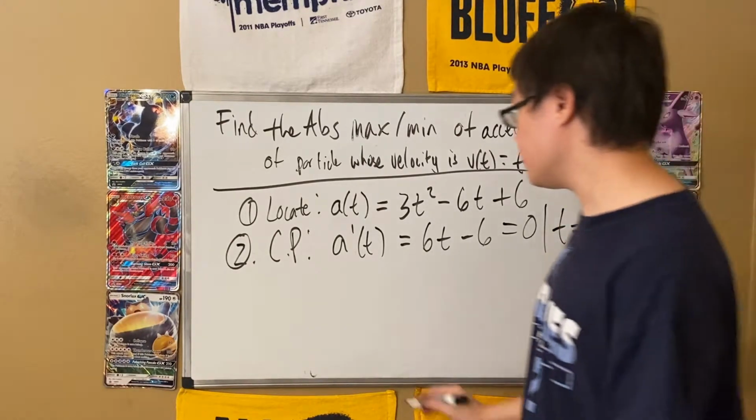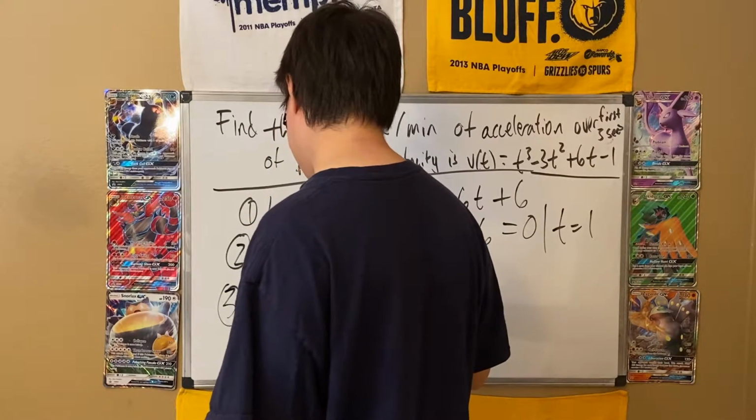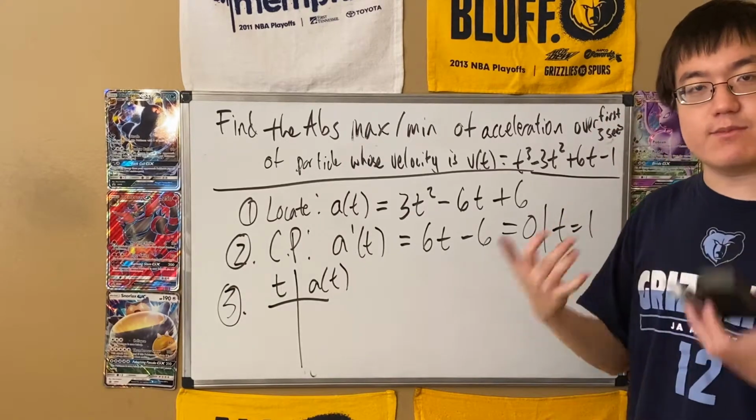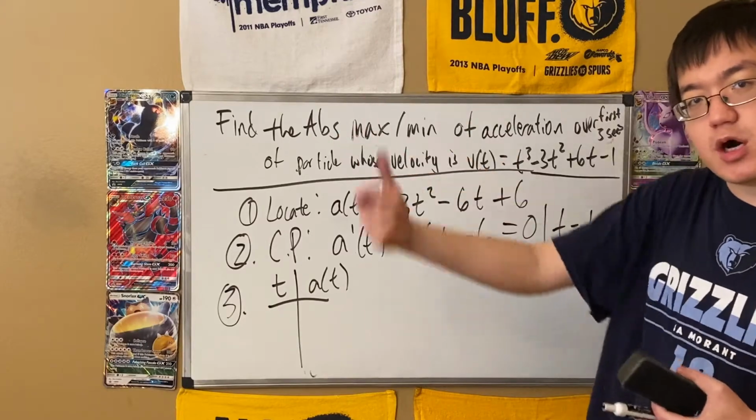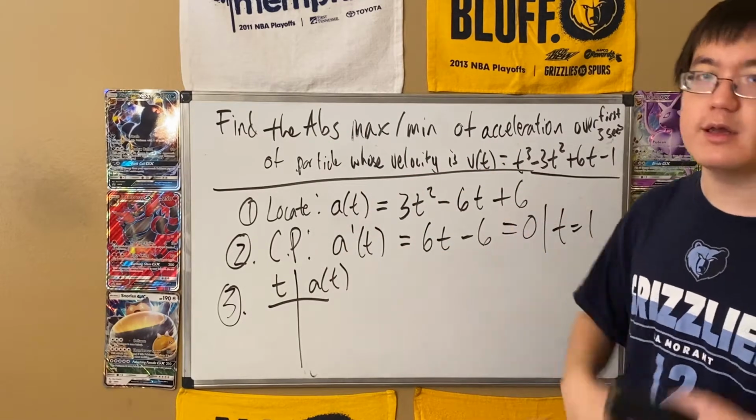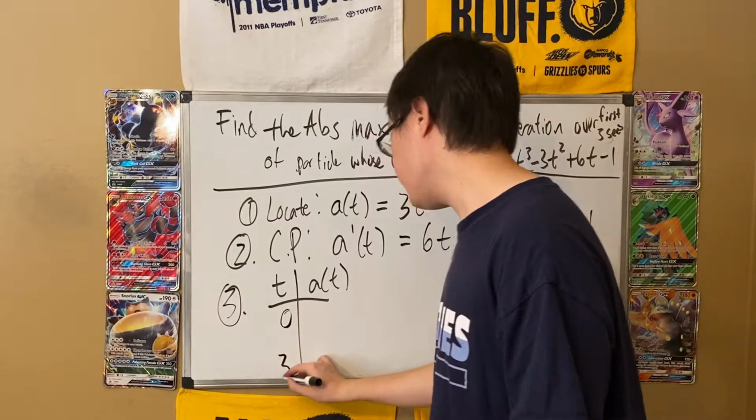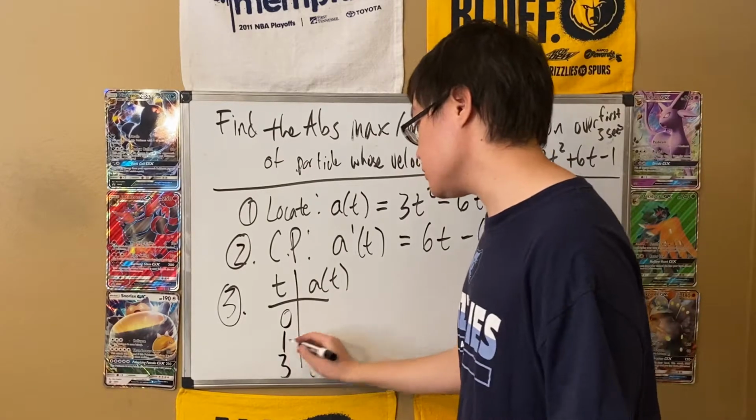Finally, I'm ready for the table. So we have t's, and we have a of t. So again, first 3 seconds implies that our interval that we're dealing with is from 0 to 3, because you're starting off at t equals 0, going to 3. That's what the first 3 seconds means. So it's 0 to 3. We are going to include this critical point of 1 because it fits within the interval. So that's a nice little 1 there.